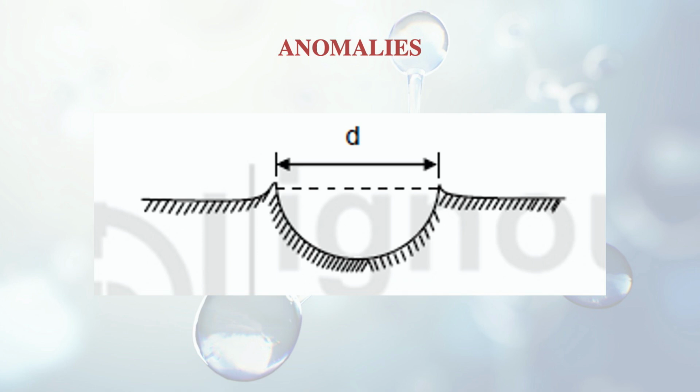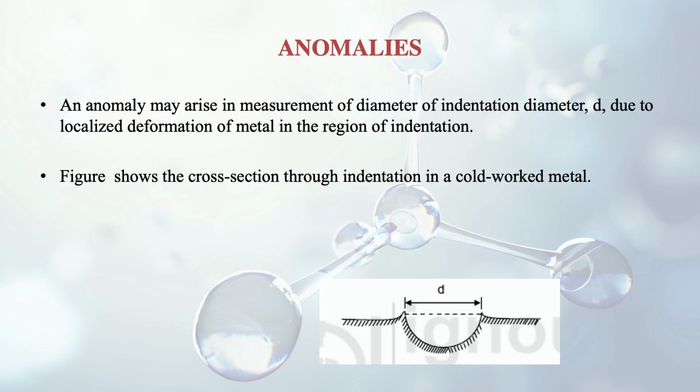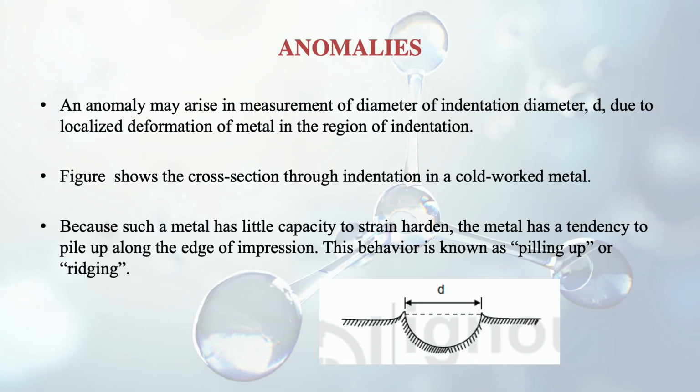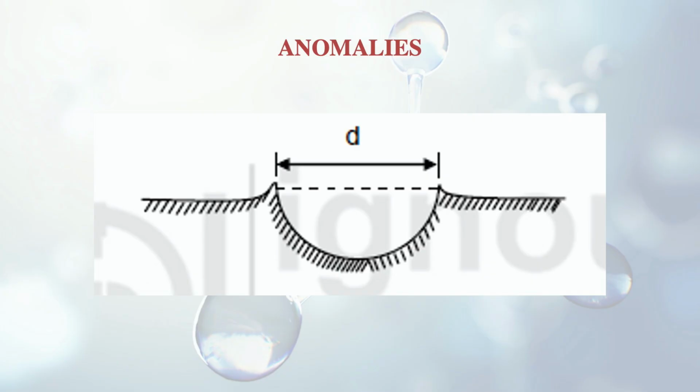So here is a figure which shows the cross section through an indentation in a cold worked metal. We see here that because such a metal has little capacity to strain harden, the metal has a tendency to pile up along the edge of the impression. You can see in the figure it is piling up at the edge. This behavior is known as piling up or ridging. Because of this ridging, the indentation diameter is different from what we perceive.